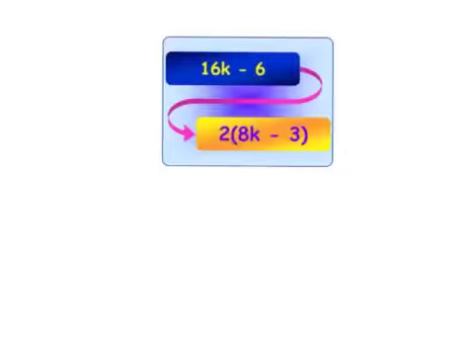You can see for this example, where my expression was 16k take away 6, I'm doing exactly the same. The only difference is I've got a minus, a subtract, a negative instead of a positive. But I'm doing the same method. So I'm looking for the highest common factor of 16 and minus 6. What can I divide 16 by and 6 by? And the answer is 2. The highest common factor of 16 and minus 6 is 2. So this goes outside of the bracket.